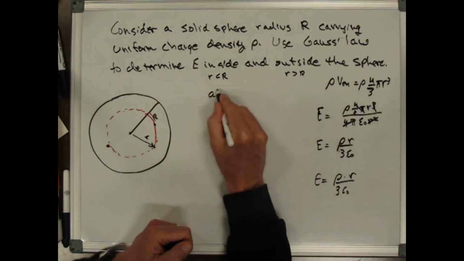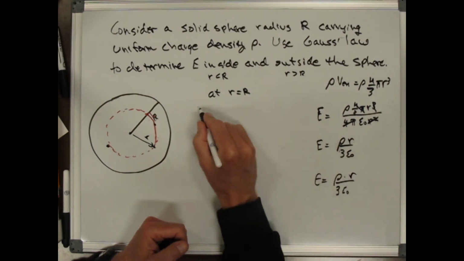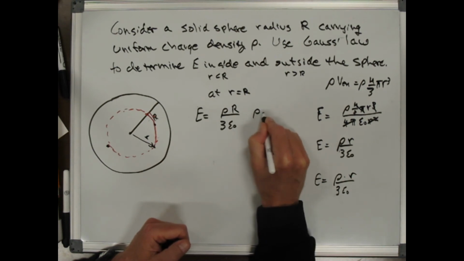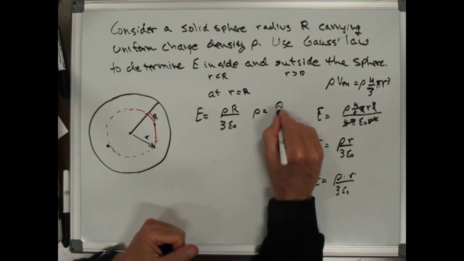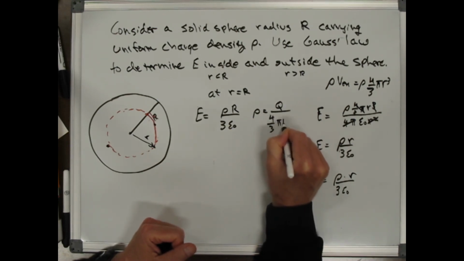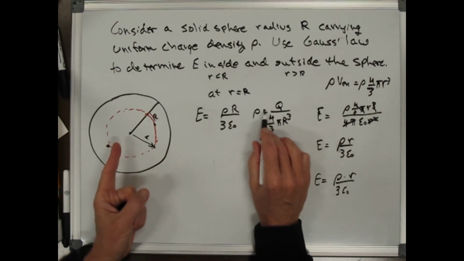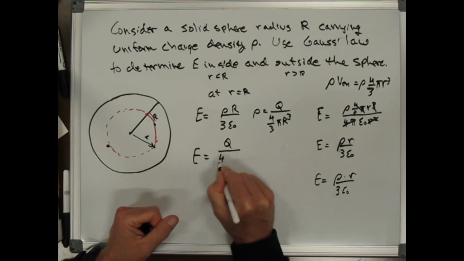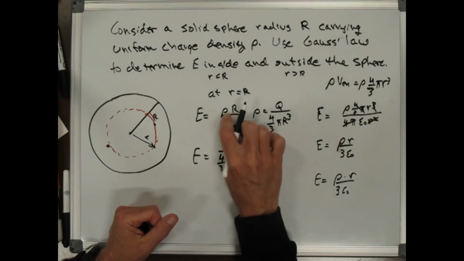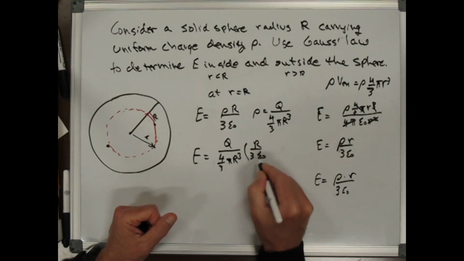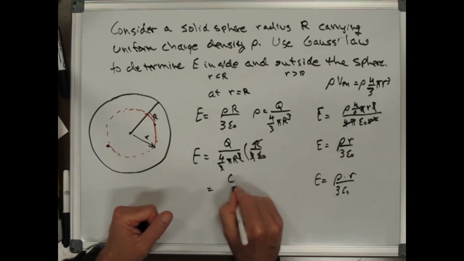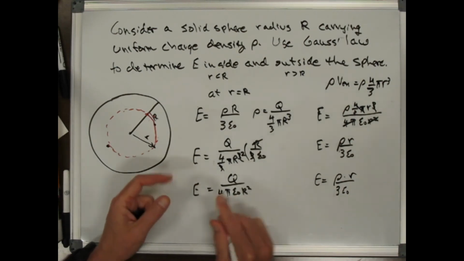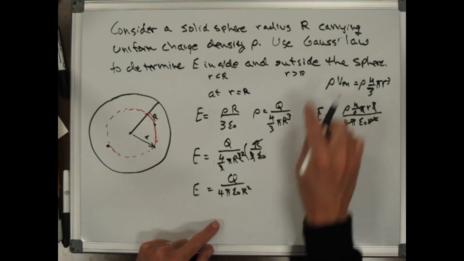If I stick in, this is little r, sorry, if I stick in little r equals R, this equation becomes E equals rho R over 3 epsilon naught. But rho, the charge density, is just the total charge Q over 4/3 pi R cubed, right? Where Q is the total charge on the sphere. If I substitute that in, I'm substituting Q over 4/3 pi R cubed into rho times R over 3 epsilon naught. One of the R's cancels, the 3's cancel, and I get Q over 4 pi epsilon naught R squared, which is the equation we got from the outside case when little r is equal to big R, and so they meet at the surface.